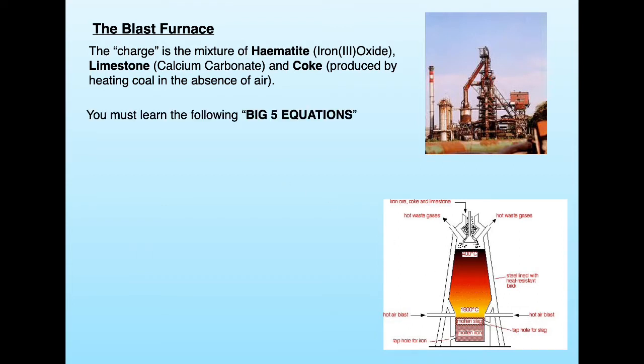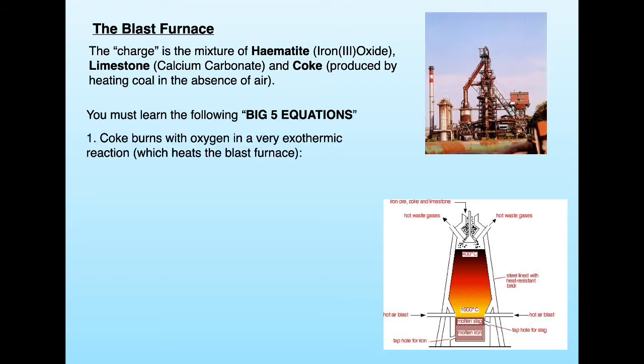Now there are 5 equations that you must learn, the big 5. The first one, the coke burns with the oxygen in a very exothermic reaction, which essentially is the thing that's heating the blast furnace and keeping the temperature so high. The carbon and oxygen react to form carbon dioxide, and that's an exothermic reaction.